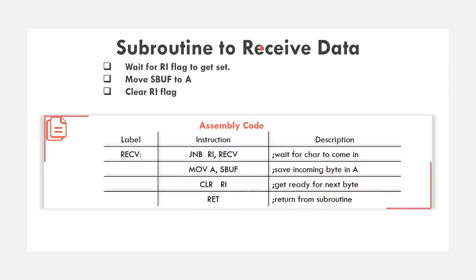This is the assembly code for a receive subroutine. First, we are waiting here for the RI flag to get set. When this flag gets set, we come out of this loop, and immediately after that we move the SBUF register to the accumulator, then clear the RI flag and use RET to get out of this subroutine and move towards the main routine.